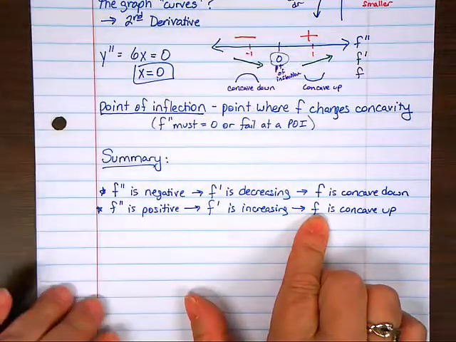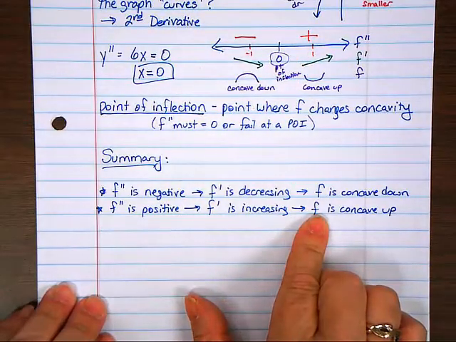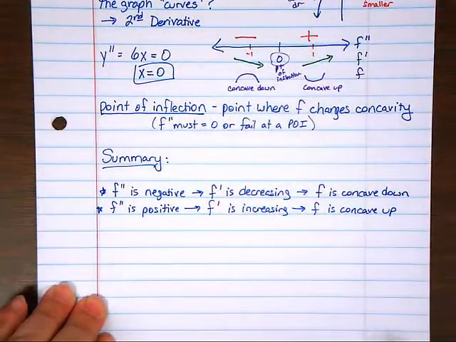Okay, what I'm going to do now is we're going to do a problem. You have no idea what the graph looks like, and we're going to talk about where it's concave up and down, and we're going to find its points of inflection as well. Any questions before I move on?